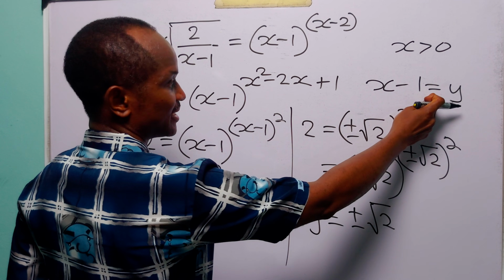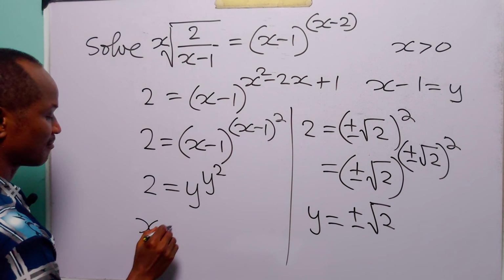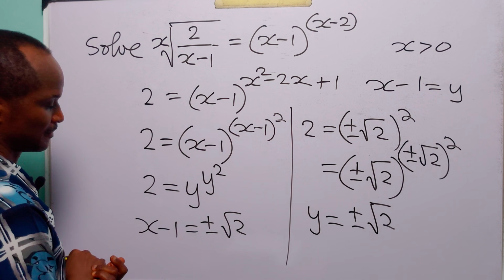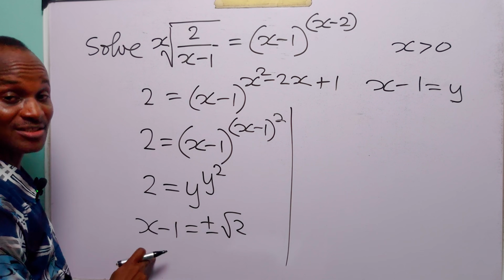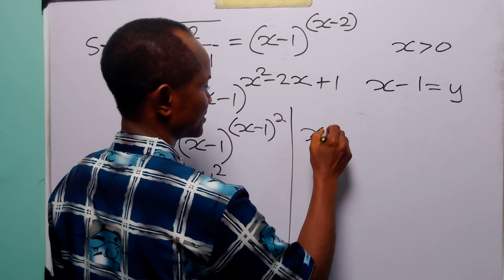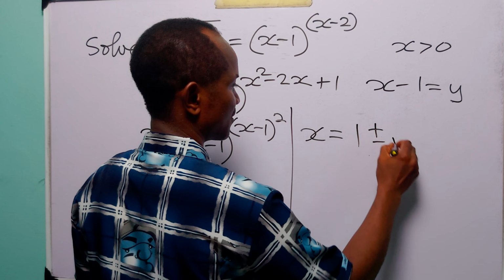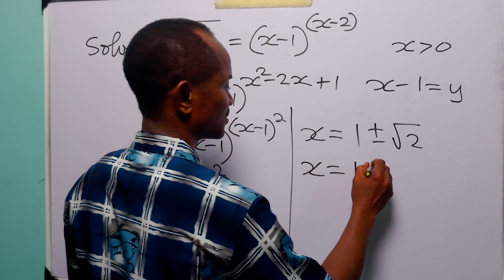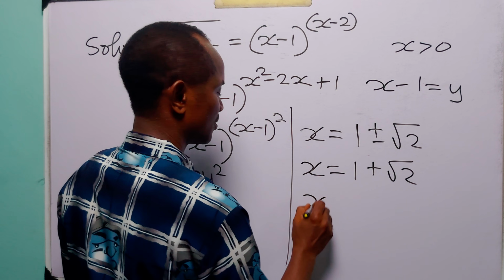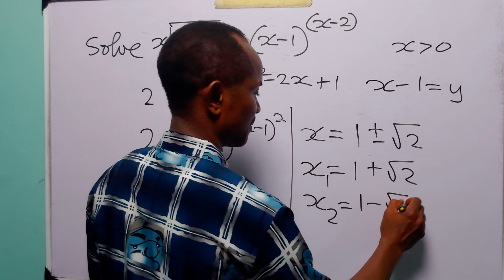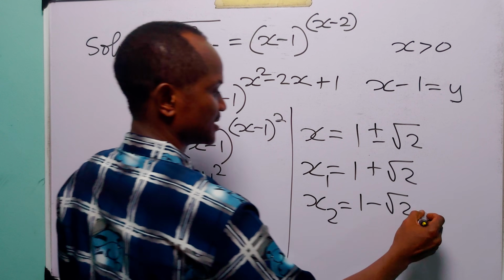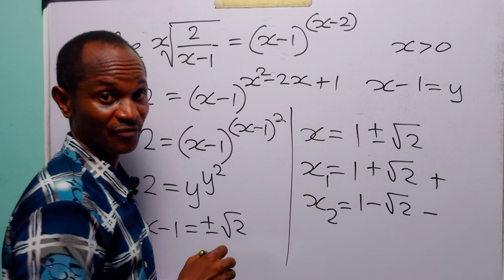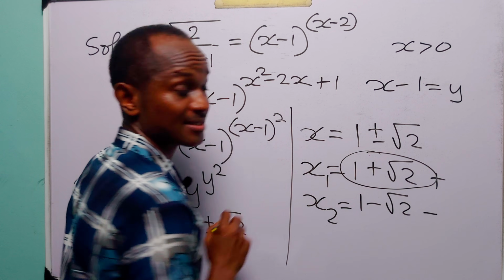And then we bring in this. So we have that x minus 1 is equal to plus or minus root 2. And when we add 1 to both sides of this equation, we find that x is equal to 1 plus or minus root 2. We have two values for x. We have that x is equal to 1 plus root 2, or x is equal to 1 minus root 2. Of course, this is negative and this is positive. Since we are looking for the positive values of x, the only correct answer is that.